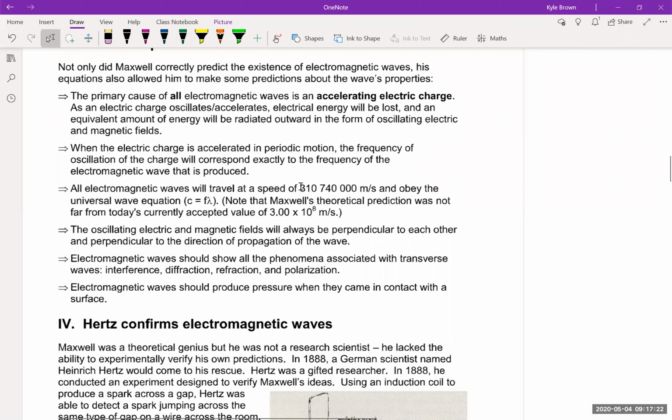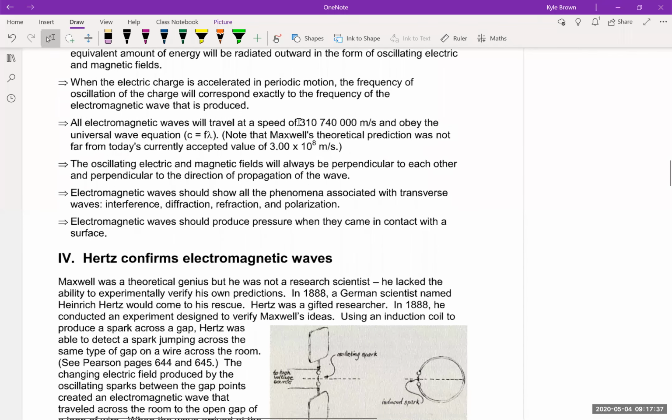Like when he comes up with a number like this that is so close to what we found to be the speed of light in a lab, right? And he was that close just using math. That means he's on to something, right? That's a theory that is saying something that's true. But anyway, he said that all light travels at this, which is slightly off from what we know, and obeys the universal wave equation, right? So it's a wave, so it's going to follow this, where the speed of light is equal to the frequency times wavelength. Okay.